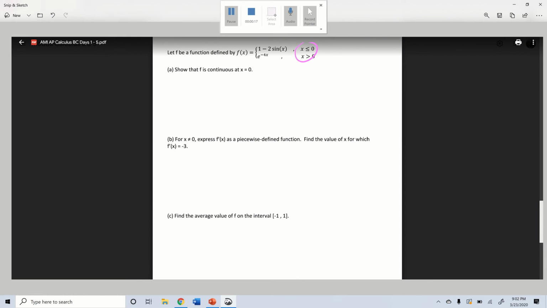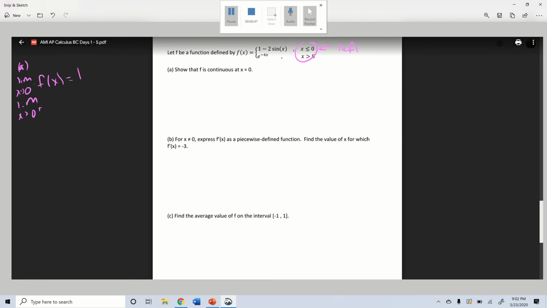So what we need to do is check the limit as x approaches 0 from the left and the limit as x approaches 0 from the right, and plug in both of those. As we are approaching 0 from the left, that means we want values smaller than 0. So that would be this top one. So we're going to plug in 0 into that. Sine of 0 is 0. So that would just give us 1.